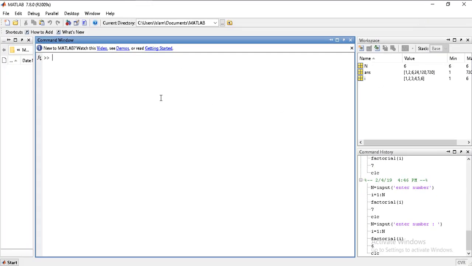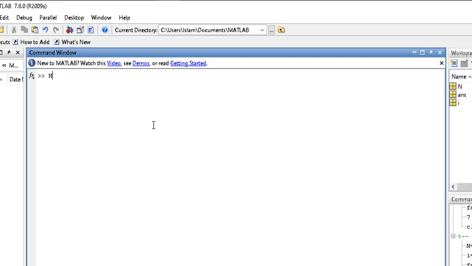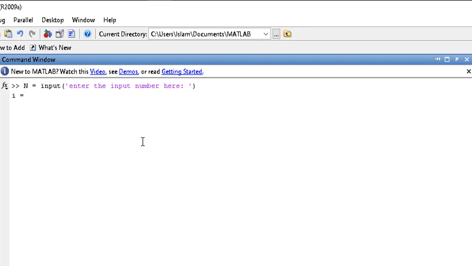Okay, let's see, this is our MATLAB command window. We will declare a variable, its name will be n, then input, and the prompt: enter the input number. Then I will press shift enter to go to the next line. Then we will declare another variable, that is i, equal to 1 up to n.